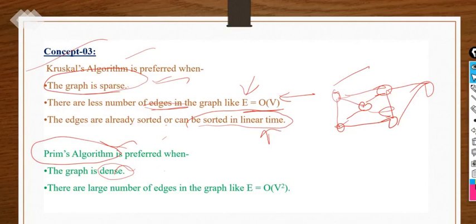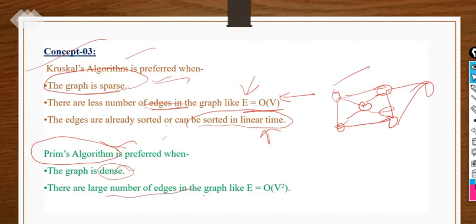In competitive exams, there may be a direct question regarding Kruskal's and Prim's algorithms. So it's important that you are aware of when to apply Kruskal and when to apply Prim's. Even though you get the same answer either way, the concept should be clear in your mind regarding those two things.